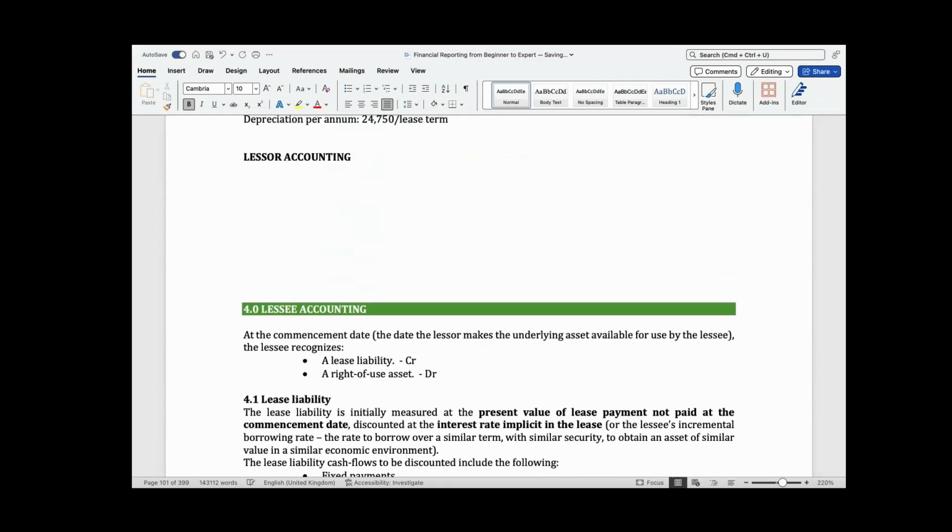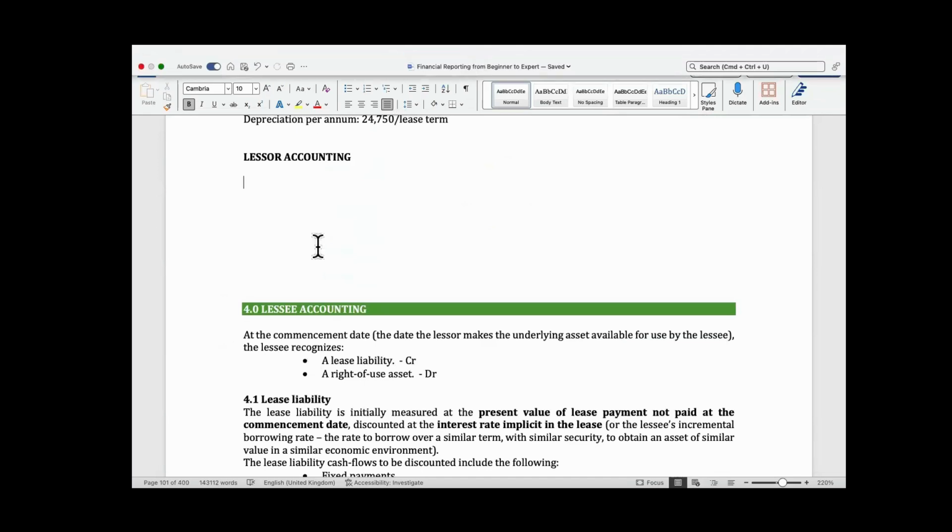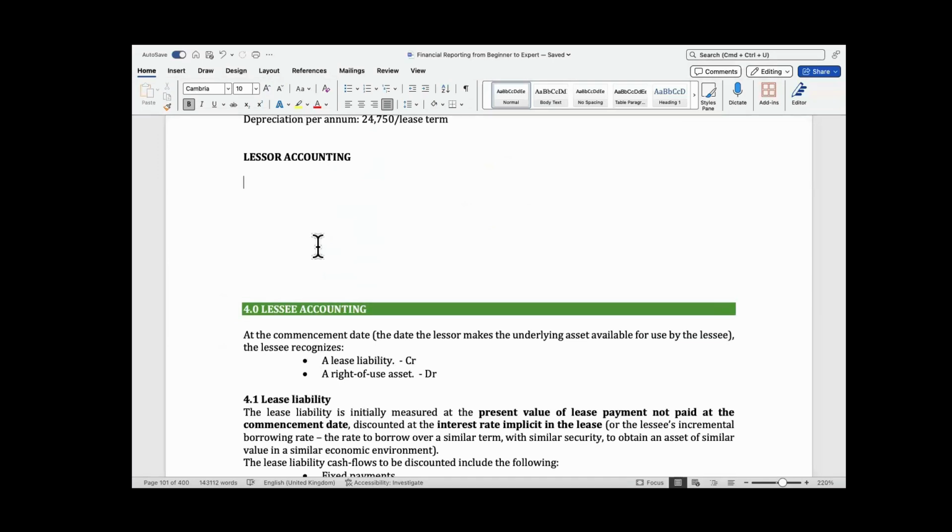Now, for the lessor, see, the lessor is the owner of these assets. The lessor is the owner of these assets. So we would expect that the assets should sit with the lessor. We would expect to find it in his books.